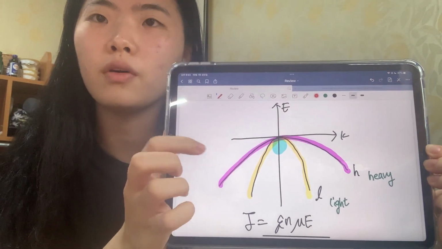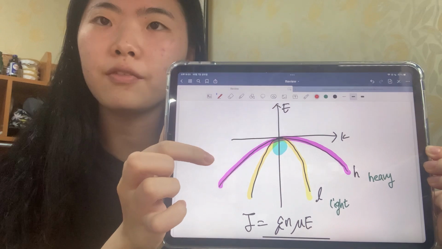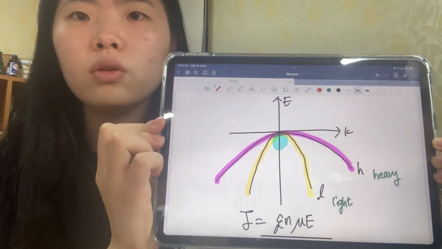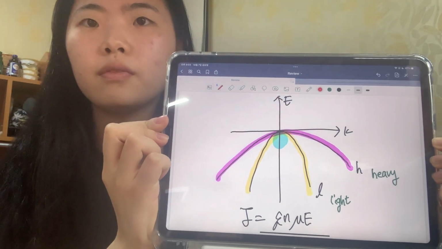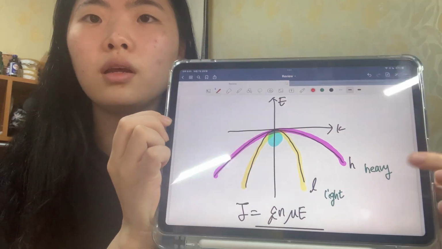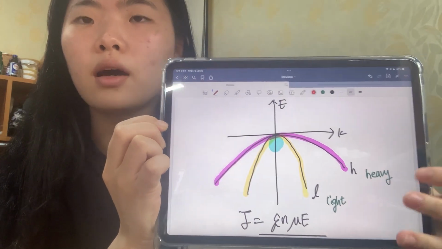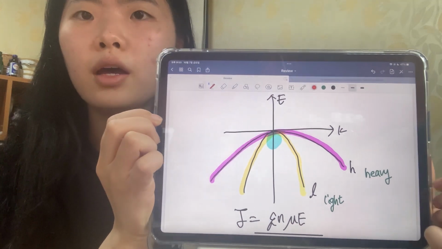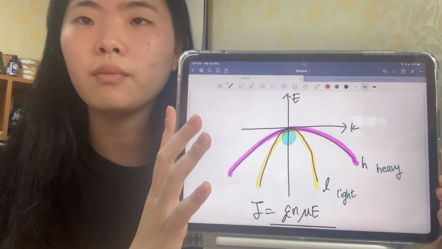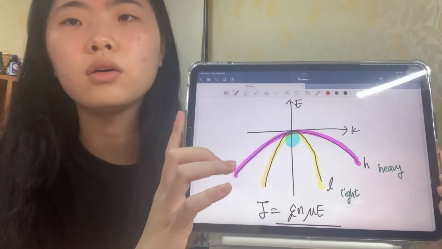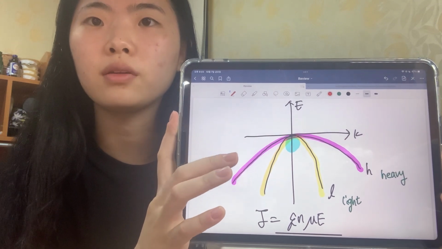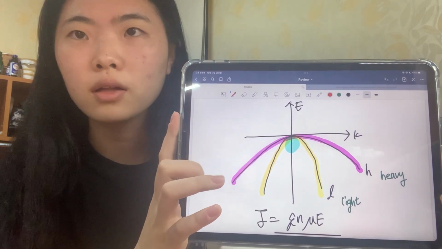There are two graphs: a light hole graph and a heavy hole graph. In this graph, the light hole graph is more effective than the heavy hole graph because it has higher curvature. So this light hole graph has smaller effective mass, and with smaller effective mass, the carrier can move faster than in the heavy hole graph.